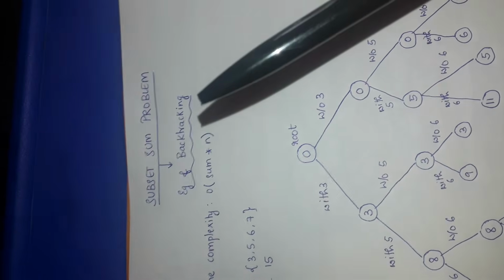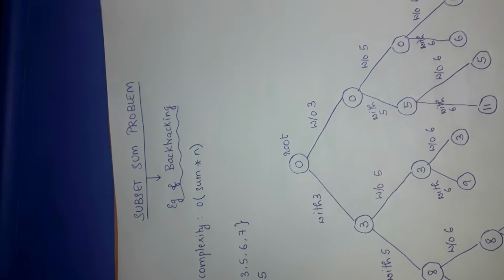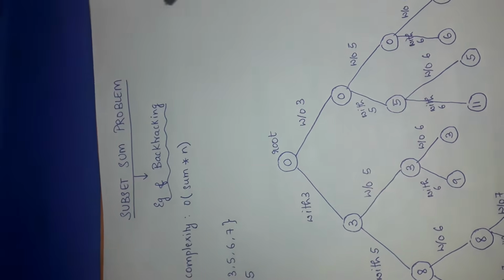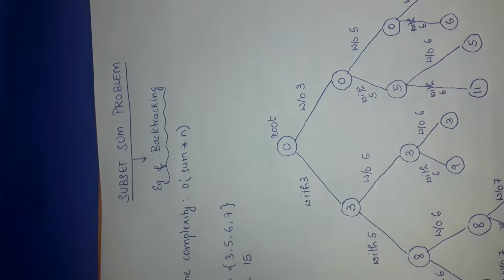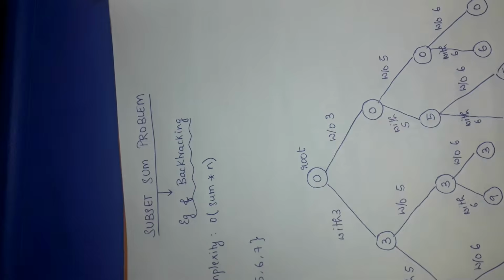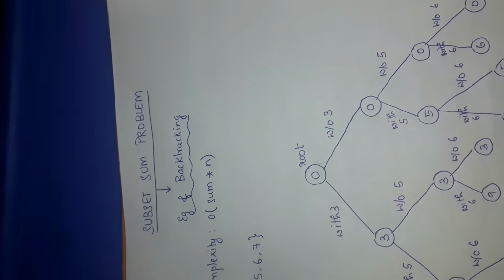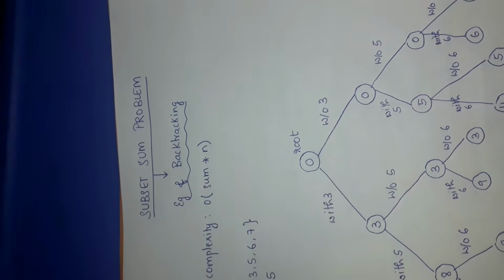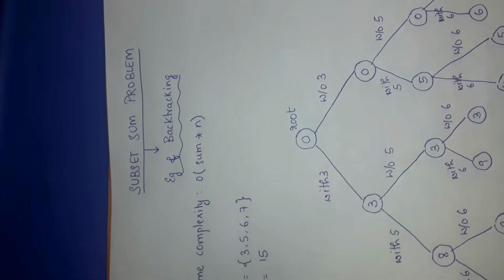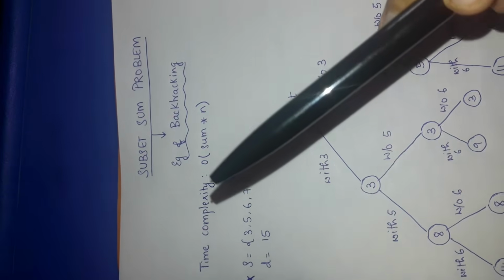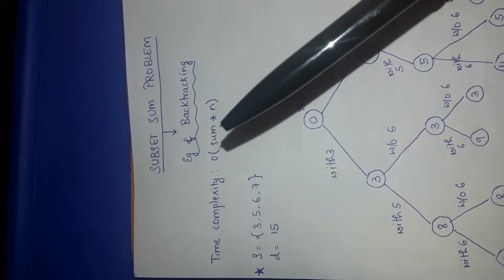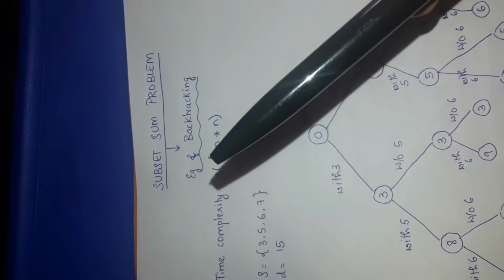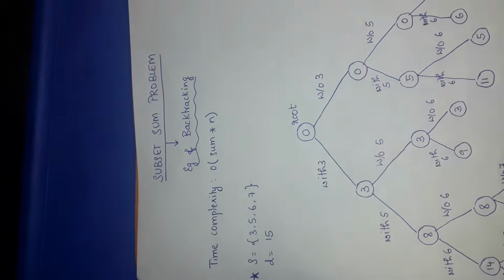And we have either a promising node or a non-promising node. What do you mean by a promising node? A promising node is a node which forms a solution or which helps us in getting the solution to the problem. And a non-promising node is a node which does not give us a solution, or by choosing that component we do not get the solution to the problem. The time complexity of solving the subset sum problem is big O of sum into n, where we calculate the sum and we print all the subsets that are present. Hence, we always choose the best case and tell it as sum into n.